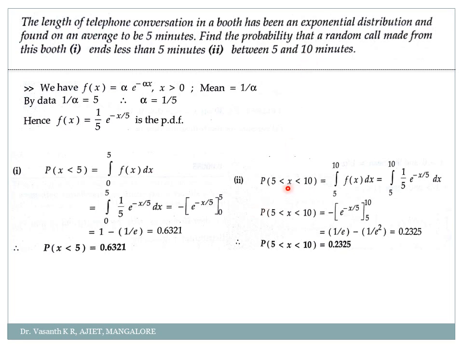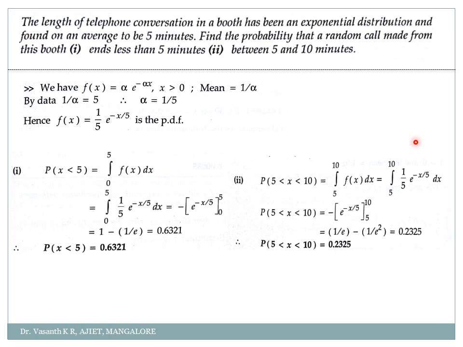So probability of x between 5 to 10 is the integration from 5 to 10 of f of x into dx. So the integration from 5 to 10 is 1 by 5 e to the power minus x by 5 into dx. See, my dear students, my suggestion is, once you get this, do it in the calculator and check what the final answer will be.